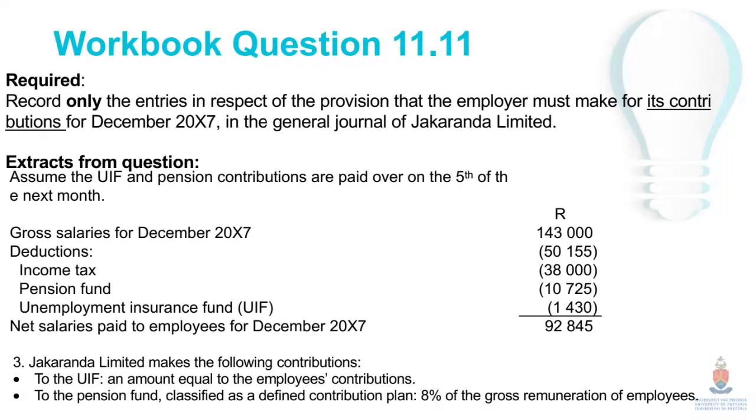It says Jacaranda Limited has the following contributions to the UIF, an amount equal to the employees' or the workers' contributions, right? So the company is going to contribute equally with regard to UIF. Now, how much is the UIF? It's 1,430. So if you have a look there for December, it's 1,430. Remember, we are calculating only for December, we're not doing a yearly amount, right?